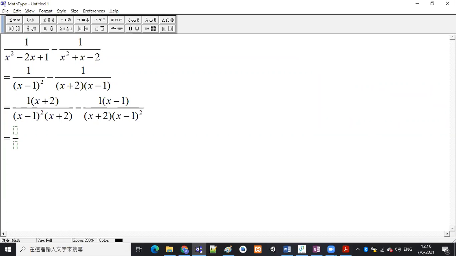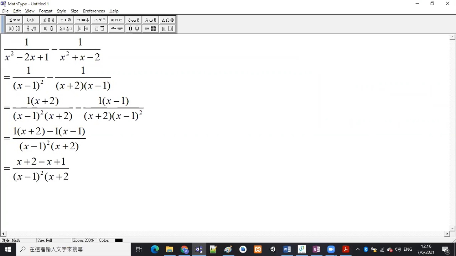We may merge them together. So 1 times x plus 2 minus 1 times x minus 1. And then we have x minus 1 bracket square times x plus 2. Okay, and then expand the brackets on the top. X plus 2 minus x plus 1. And we have x minus 1 square times x plus 2.